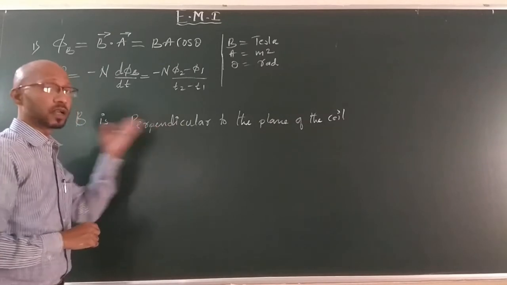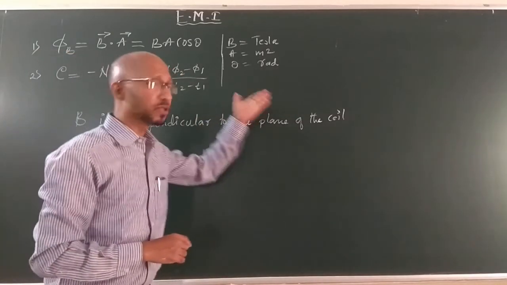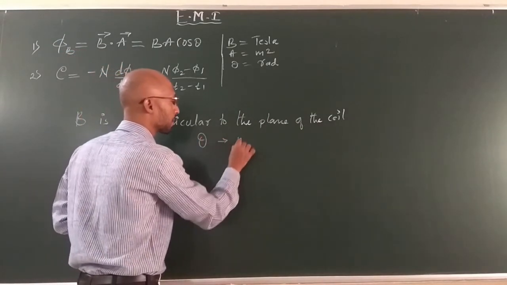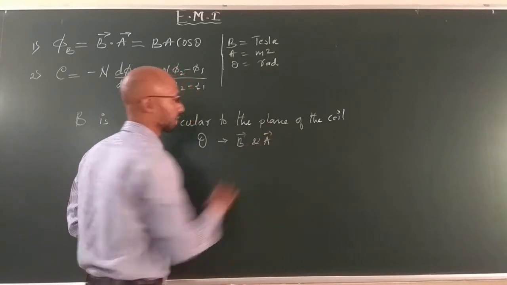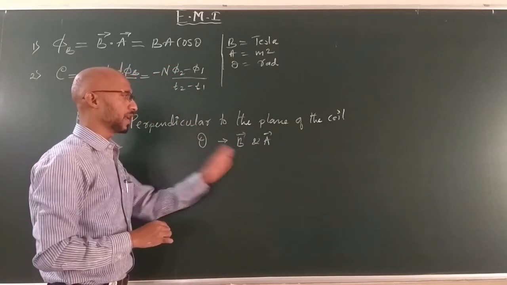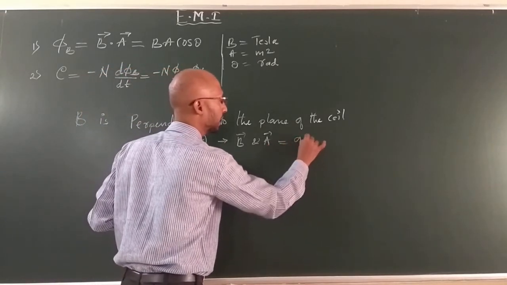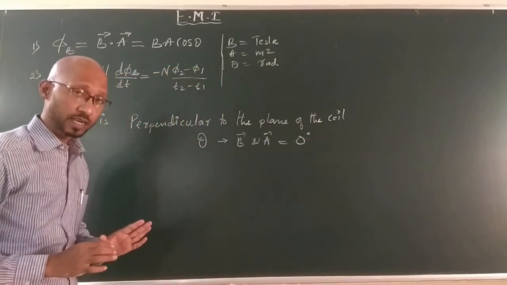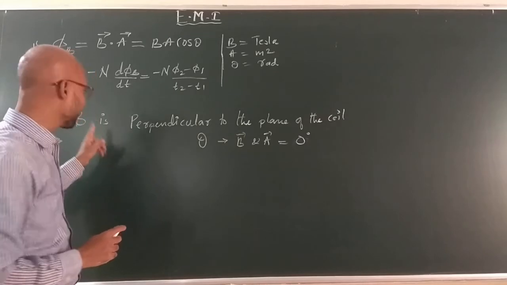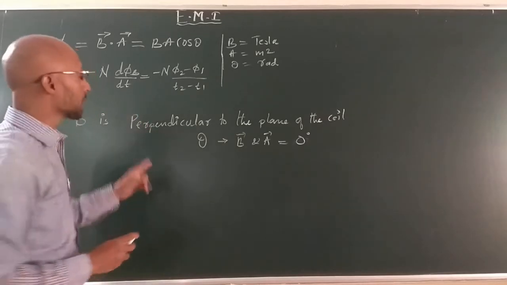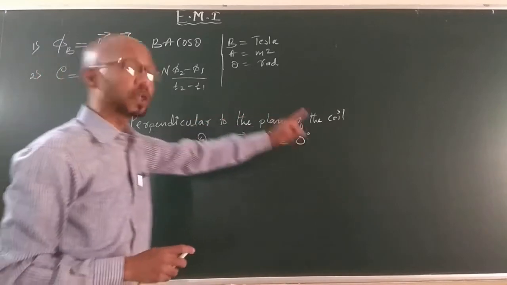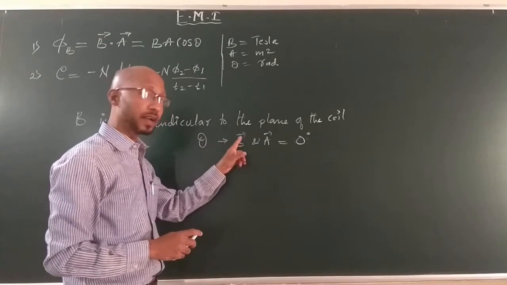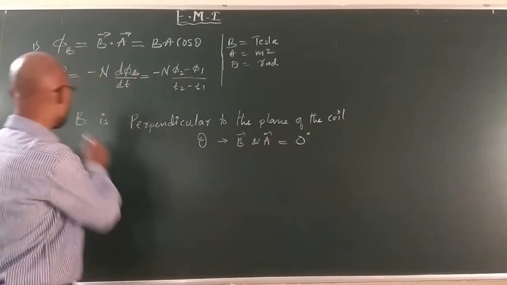What is actually being told here? The magnetic field is perpendicular to the plane of the coil. What it is telling is the angle between B and A. The angle between B and A is 90 degrees. Sorry, the angle between B and A is 0 degrees. If the question mentions that the magnetic field is perpendicular to the plane of the coil, then you have to assume that theta, the angle between the magnetic field and the area vector, is 0 degrees. This is a very important question.